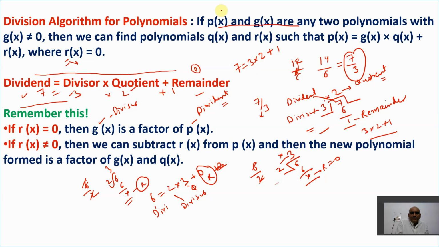Now, he says px and gx are two polynomials, right? So, no issues. There are two polynomials here. See, look at this formula. There are two polynomials with gx not equal to 0. Then we can find polynomials qx and rx such that px is equal to gx into qx plus rx. That means this rx must be the remainder, this px must be the dividend, this gx must be the divisor, and this must be the quotient. I hope you get this point. So he says rx is equal to 0. That means the remainder must be 0.